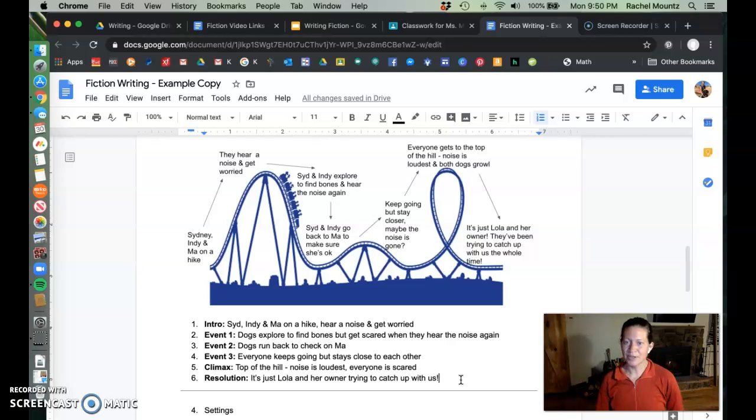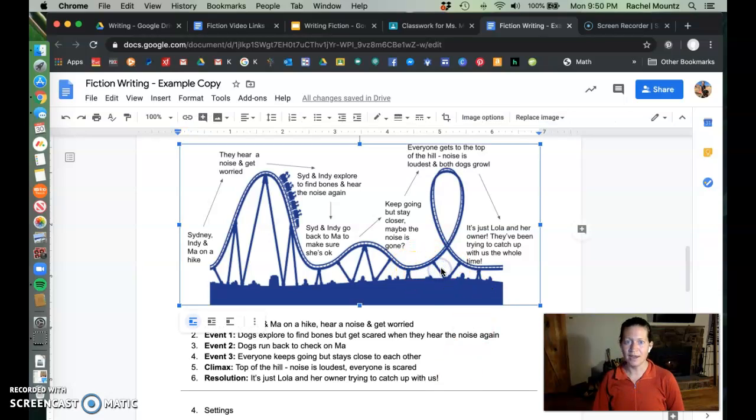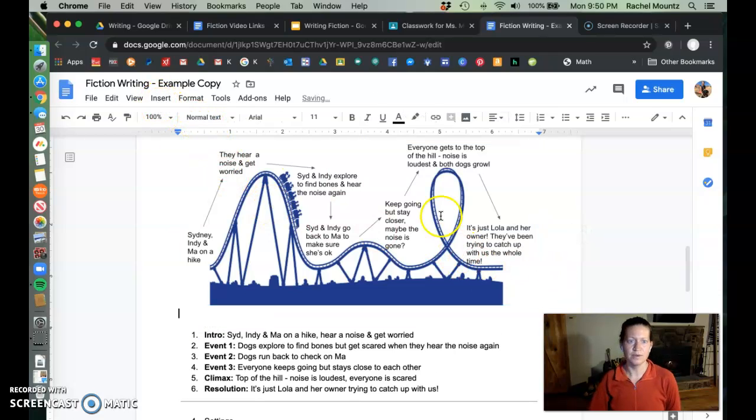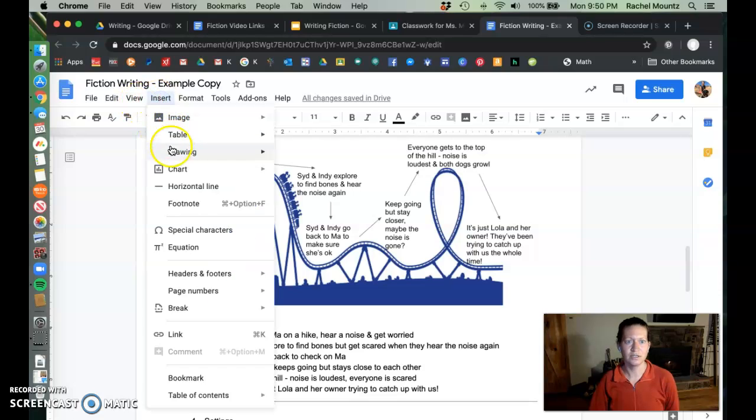Today, here's what you need to do. 1, I would like you to make a plan. You can use the roller coaster if you want. I'll actually put an image on your Google Doc if you'd like to use that. The best way to probably do that would be to, if you watch my mouse, I'm going to click off of this. You would go to Insert Drawing.